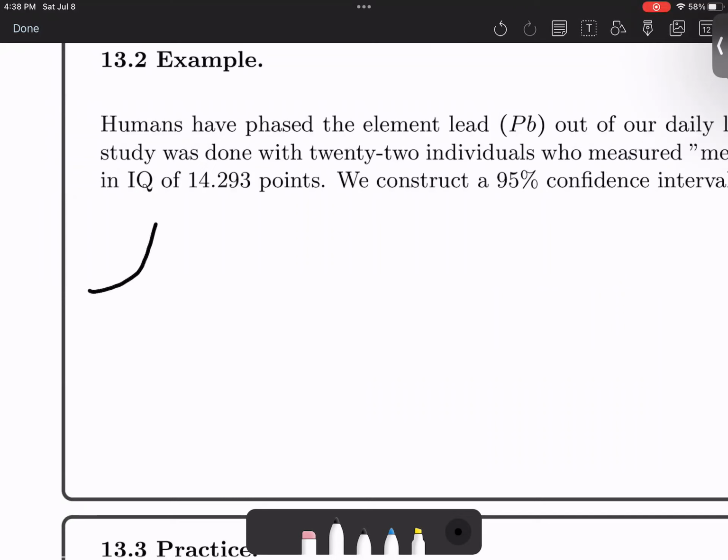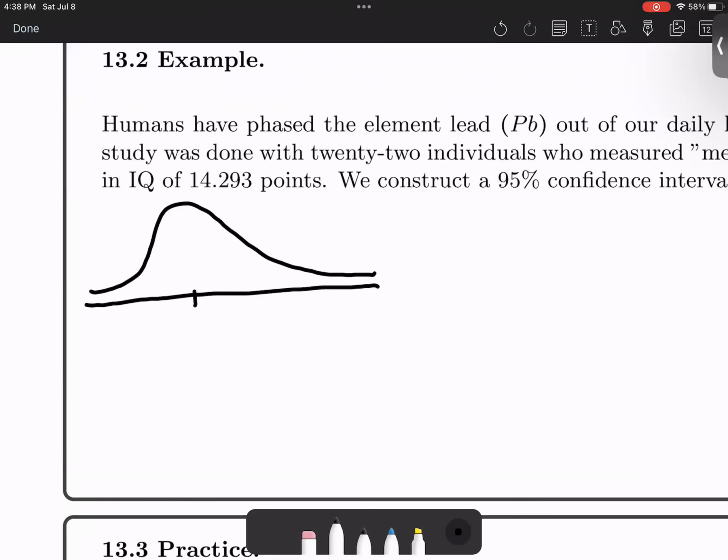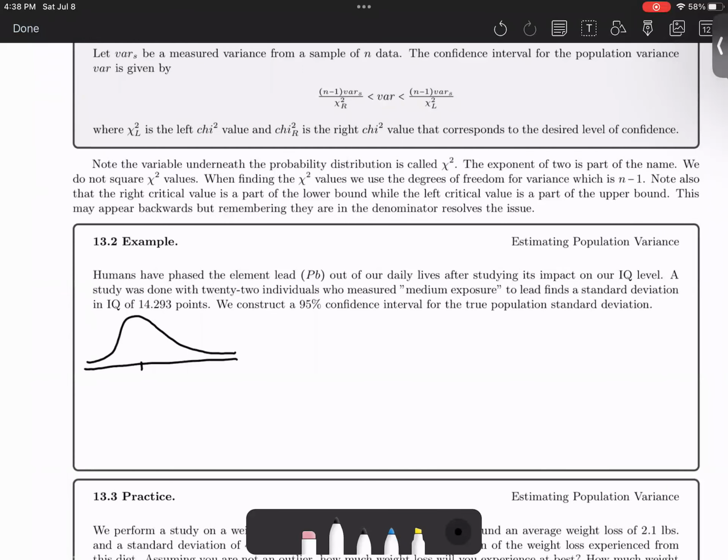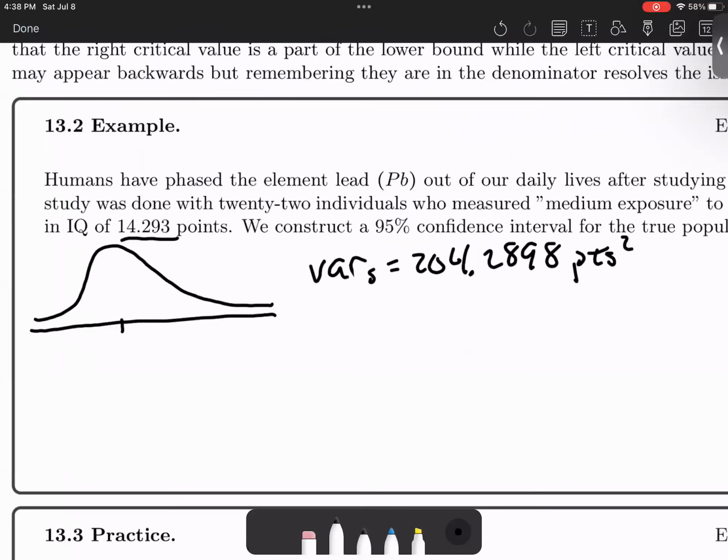So we have a distribution, and make sure to really emphasize that this is no longer a symmetric distribution. This comes from a chi-square distribution. We're going to center it at our measured variance. What was our measured variance? Our sample shows a standard deviation of 14.293, so our variance is the square of that. Our variance is 204.2898 points squared. All right, so we're going to center our curve there.